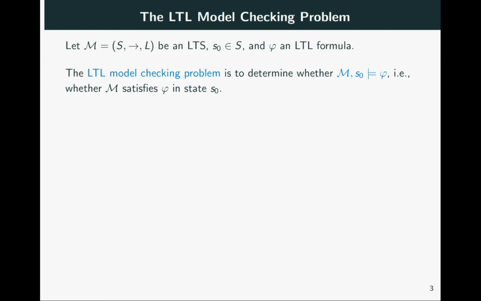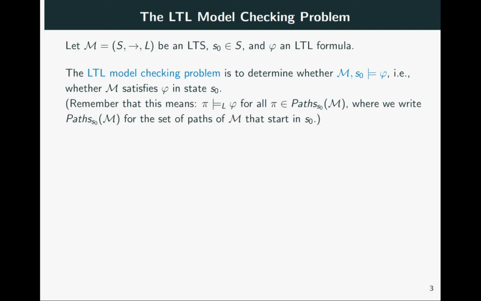What is the problem that we want to solve? Remember that LTS stands for labeled transition system. We have an LTS M and a state s0 in it, and an LTL formula phi. The model checking problem for LTL is about determining whether M satisfies phi in state s0. Remember that M satisfying phi in state s0 means that all paths pi of M starting in s0 satisfy phi. By the way, we'll write Paths_s0(M) for the set of all paths of M starting in s0.